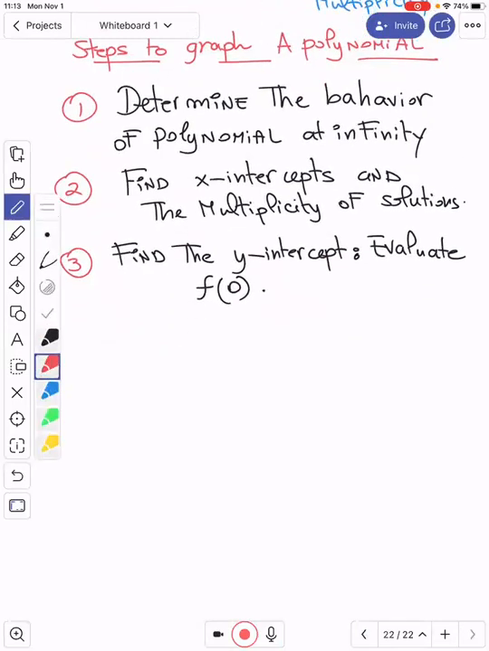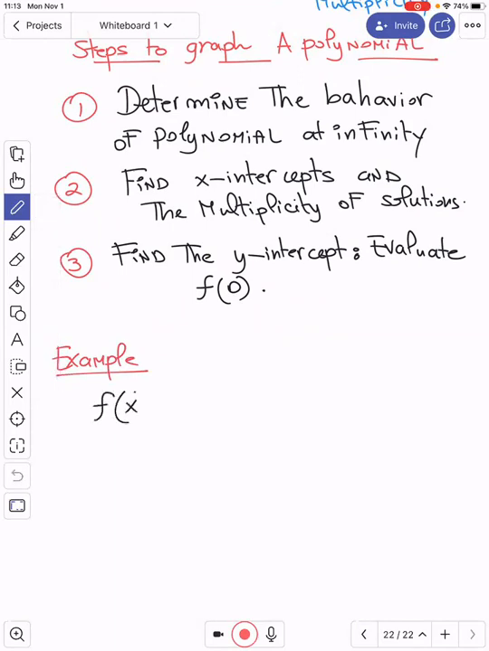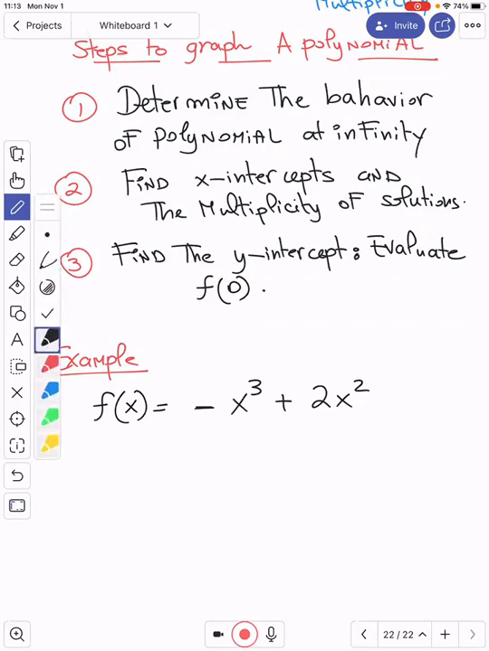All right. So let's do an example. Example number 1. Let's say you have f of x equal to minus x cubed plus 2x squared. So first we need to determine the behavior at infinity.